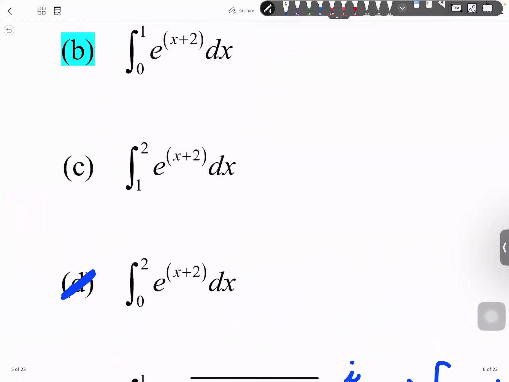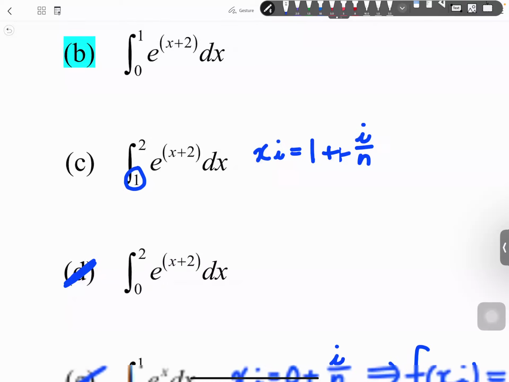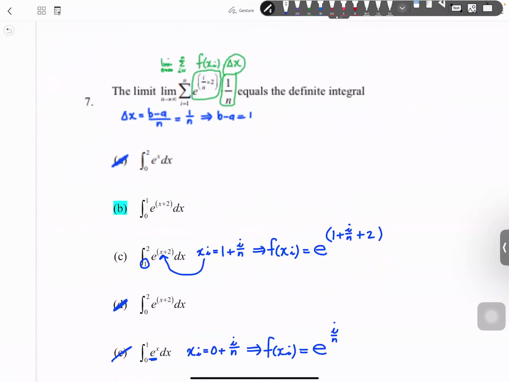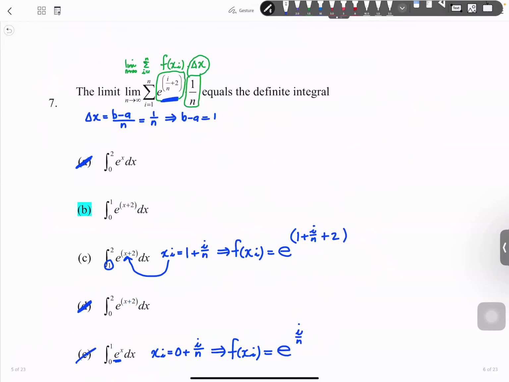Let's look at C next. Again, if I find the x sub i here, a in this case is 1, so this will be 1 plus i over n. Take that and plug it into the function to give f of x sub i. If we plug this x sub i in for that x, we're going to get e raised to the power 1 plus i over n plus 2. Again, you're going to see that that does not match what I have in the problem up here. So that's why this is not the answer either.